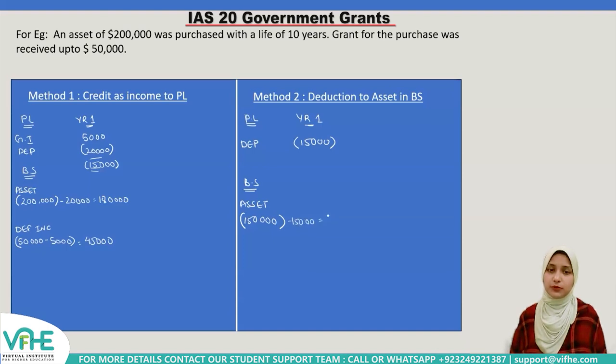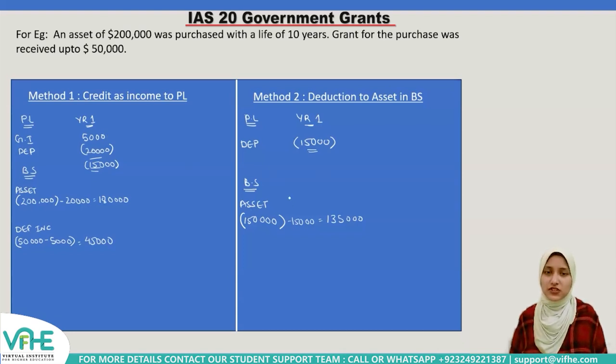Which again, if you deduct from the cost of your asset, it's going to come up to 135,000. So you can see that the net impact in the P&L is still the same. Here also you have 15,000. In method 1 also the net impact in the P&L was the same 15,000, just in a split manner. Full depreciation and the remaining is income, right?